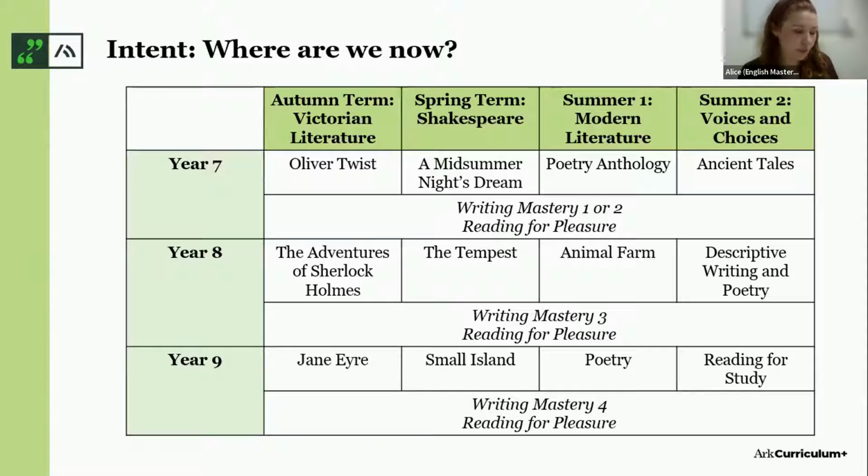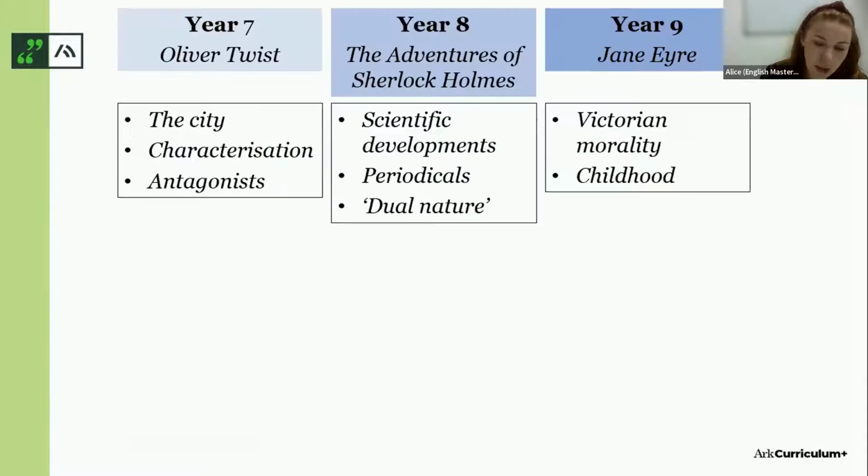So to go even closer into an example of that, here is an example of the Victorian literature element of the literary heritage strand of the curriculum. So you can see here how the knowledge is selected in each unit across the 3 years, and it builds towards that essential knowledge for Key Stage 4.